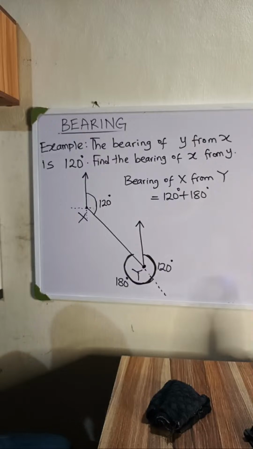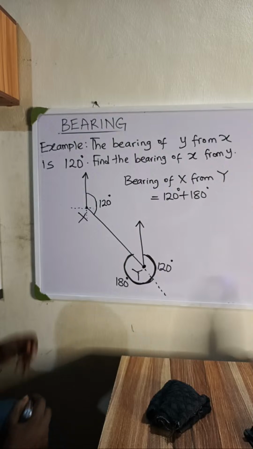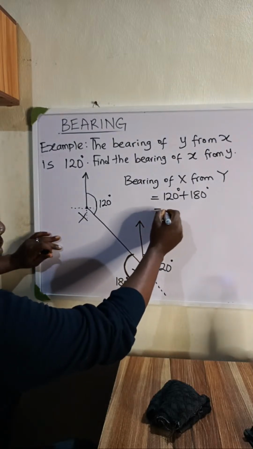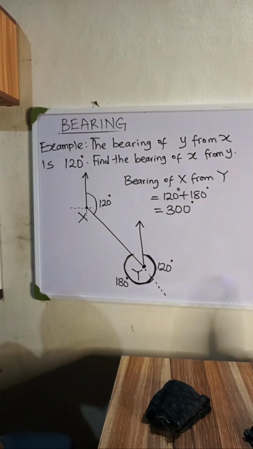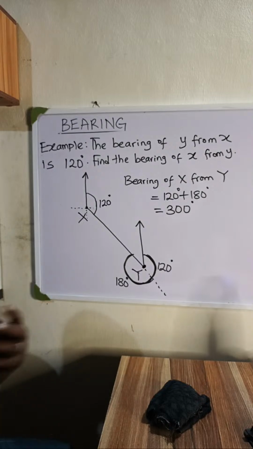That becomes the bearing of... Someone is saying no. What are you saying no to? Okay, so the bearing is equal to 300 degrees. That becomes the bearing of X from Y.